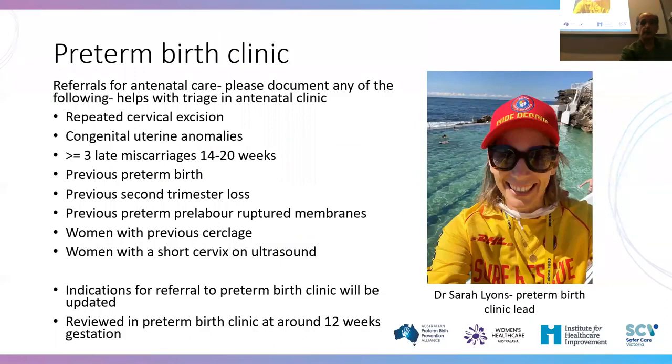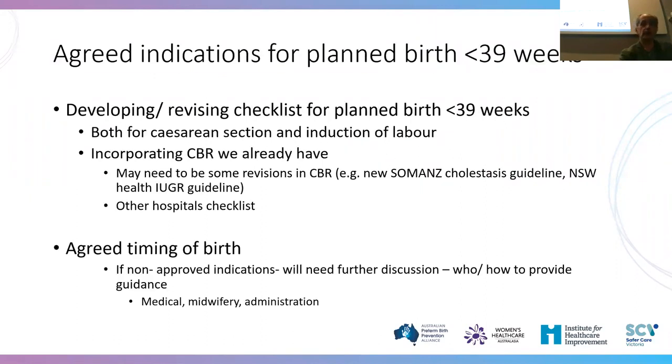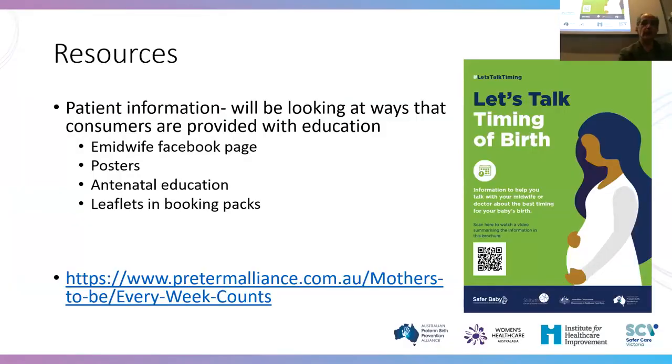So we do have a preterm birth clinic. We will be looking at continuity of care as much as possible, because again, in the meta-analyses, that's been associated with the reduction of preterm birth. Agreeing on indications for planned birth less than 39 weeks. Now, this is all on the web. There's a very nice graphic about the brain development, a very nice graphic about the actual measures that we're going to take, and I think they're all very useful.